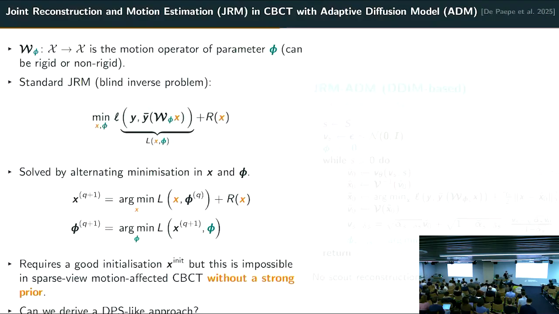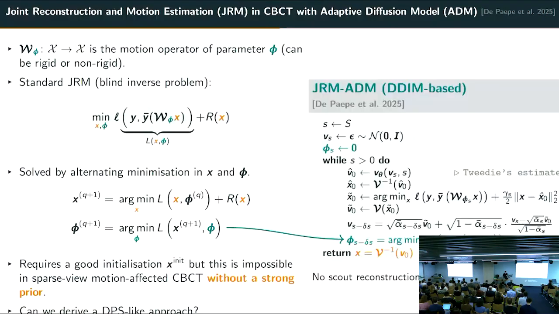Typically this is solved by an alternating minimization problem in x and phi. So we alternate between x and phi until convergence. This requires a good initialization for x, but this is not possible in sparse view CT. So this motivates the question, can we derive a DPS-like approach to solve this problem? And the answer is yes.